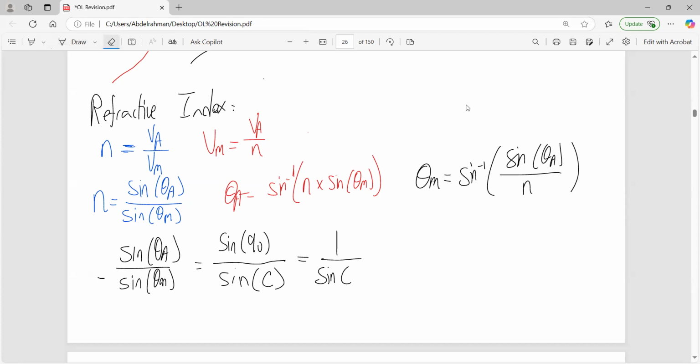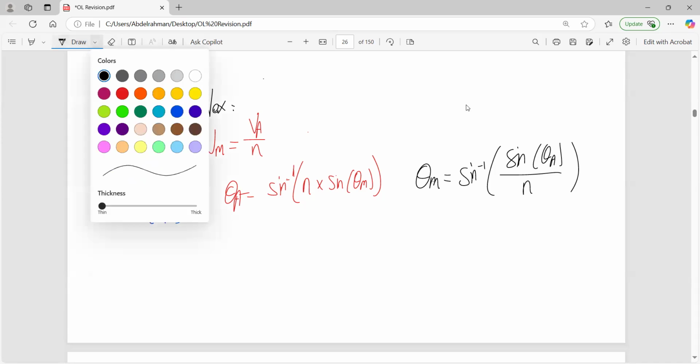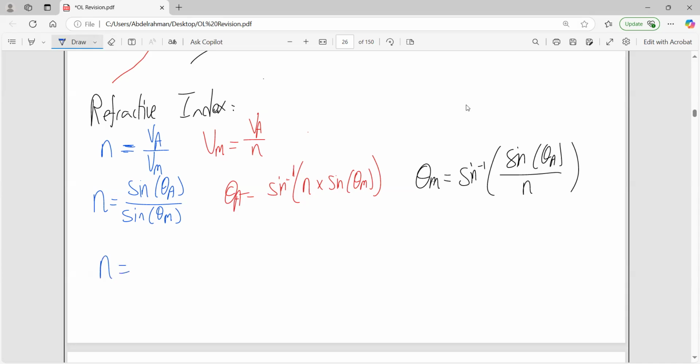So let me rewrite it again. n equals 1 over sine C. Why did I say 1 over sine C? Because sine theta A is sine 90, and sine 90 is 1. So this is when you have a critical angle: n equals 1 over sine C. If you have the critical angle, you can find the refractive index using this equation.